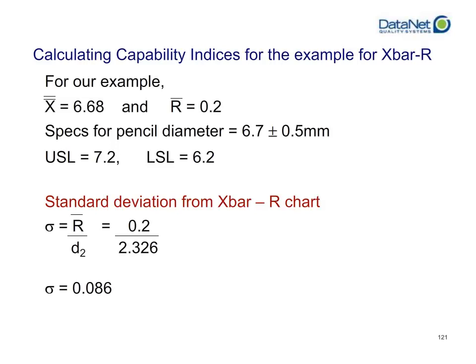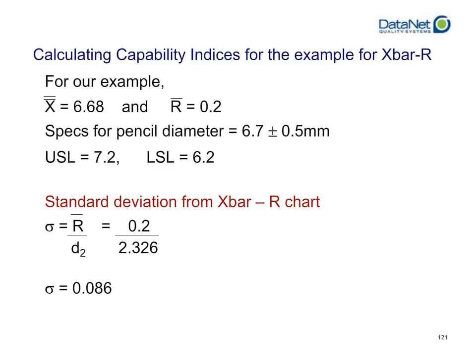If we go back to our Xbar-R example we did earlier, we had an X double bar, a grand average, of 6.68, and we had an R bar value, a grand average of our range, of 0.2. And again, this is the pencil manufacturer we were dealing with earlier. The specs for the pencil diameter are 6.7 millimeters plus or minus a half a millimeter. The upper spec is therefore 7.2, the lower spec is therefore 6.2.